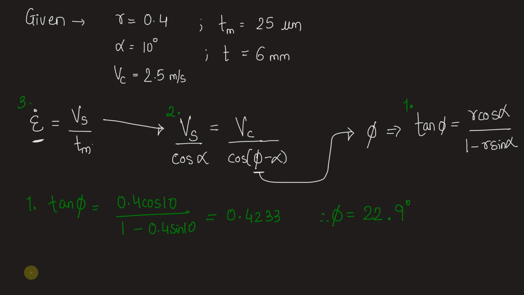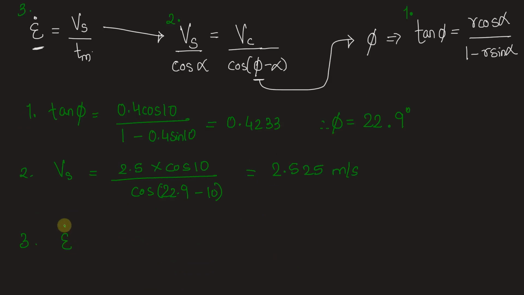Now we know phi, we can then find out Vs. Vs is equal to Vc, which is 2.5 meter per second, 2.5 into cos 10 divided by cos (22.9 minus 10), which is cos 12.9. This is calculated to be 2.525 meter per second. Now we know Vs, we can find out the shear strain rate.